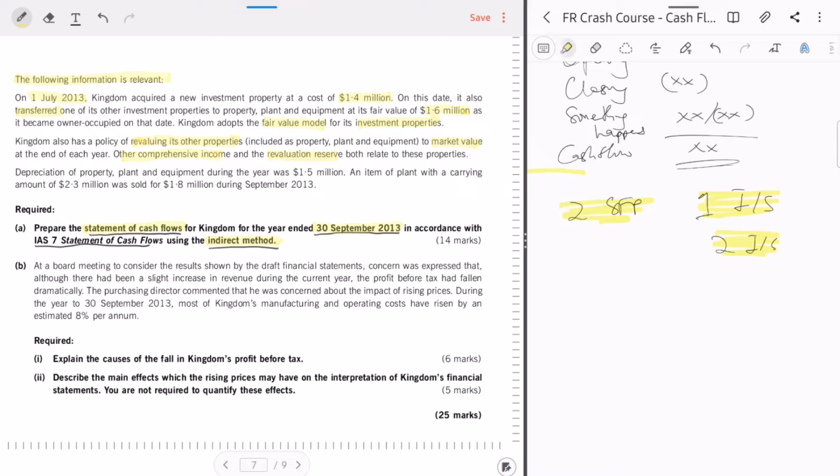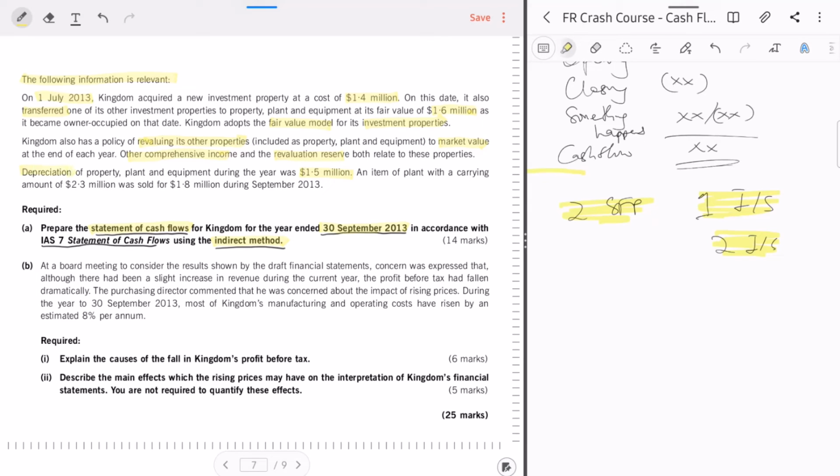And then final note is depreciation of property, plant, and equipment during the year was 1.5 million. So our depreciation was 1.5. An item of plant with a carrying amount of 2.3 million was sold for 1.8 million during September 2013. So this is the information we have. In addition to this information, we've been given 2 statements of profit or loss and 2 statements of financial position. Our job is to bring all this information together to prepare the statement of cash flow.